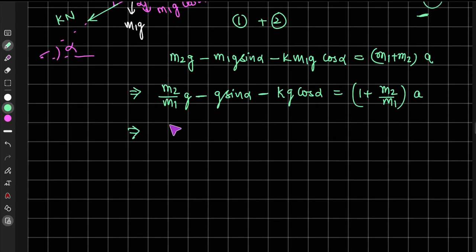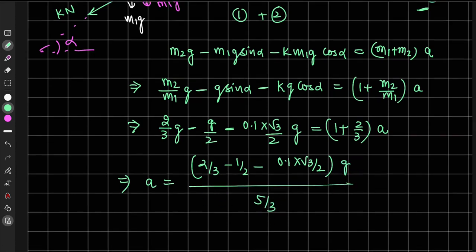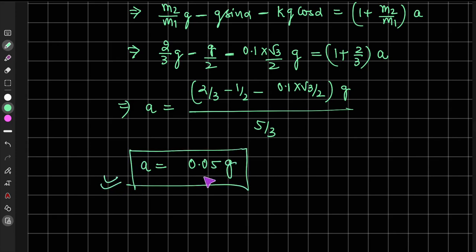Okay, m2 by m1 is 2 by 3, so 2 by 3 g minus sin 30 degrees, which is half, so g by 2, minus 0.1 into root 3 by 2 into g, is equal to (1 plus 2 by 3) into a. So from here we can find a is equal to (2 by 3 minus half minus 0.1 into root 3 by 2) times g, whole divided by 5 by 3. So let us evaluate this particular value. So we will get a is equal to 0.05 times g. So this is the value of acceleration we got.